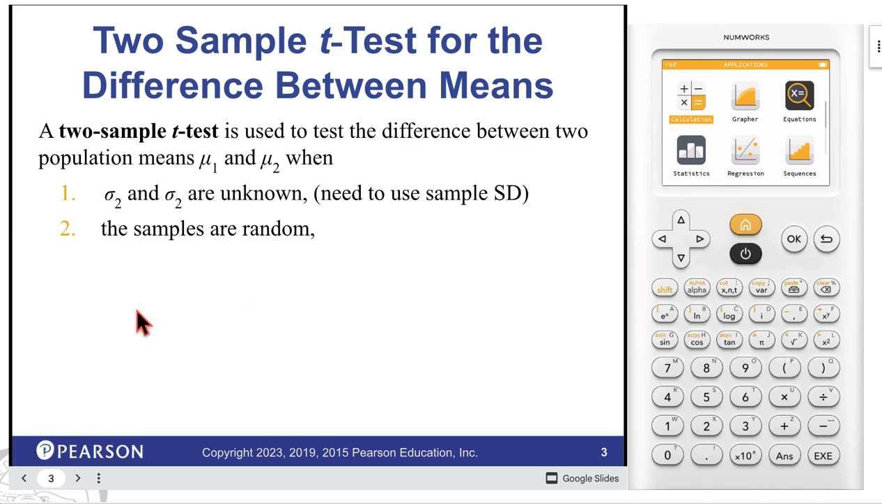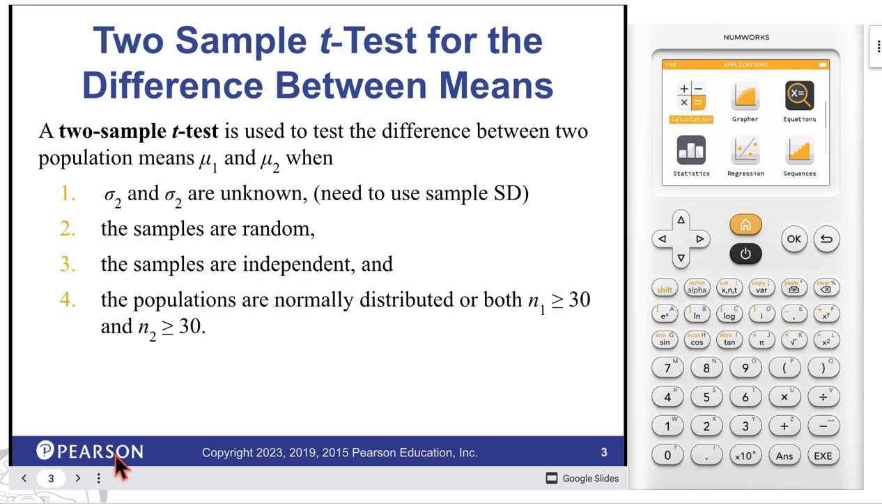Both samples need to be randomly generated or chosen as random samples. They also need to be independent samples. As we saw earlier, if they're dependent, there's a special way to handle those. So these would be independent for the t-test. And the populations need to be either normally distributed, that will usually be commented on in the question, or both sample sizes need to be greater than 30.